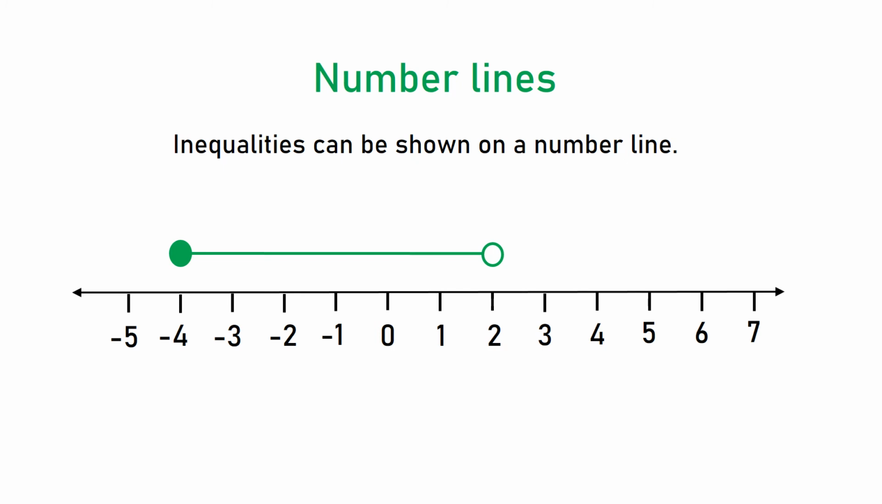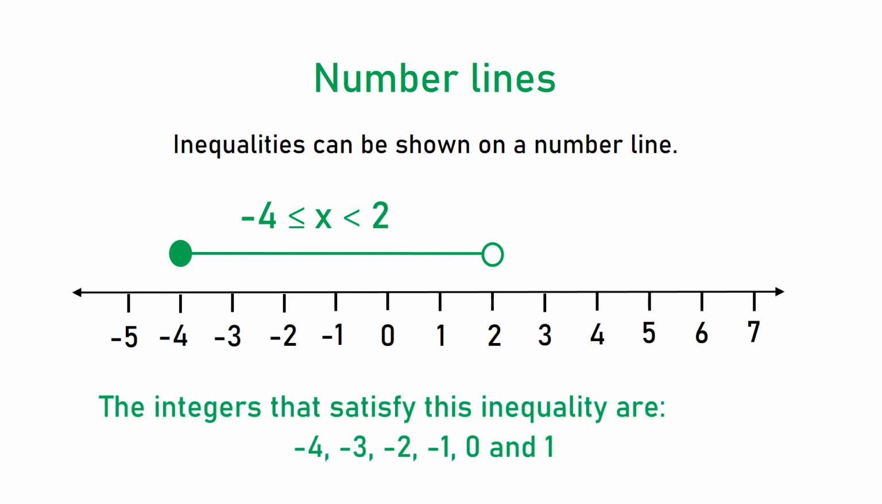This one is a little bit different because there are no arrows, but this time we've got a section in between two numbers that x can take. And because the minus 4 has got a solid circle, x is greater than or equal to minus 4. And because there is a hollow circle next to 2, x is less than 2. And so we write it in this format. And the integers, the whole numbers that satisfy this inequality, are minus 4, minus 3, minus 2, minus 1, 0 and 1, but not 2.